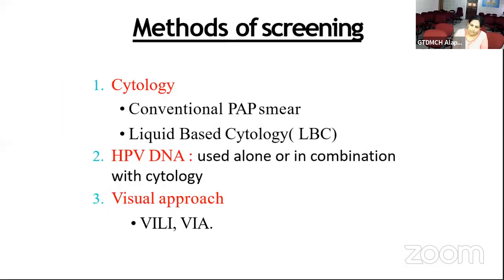So what are the methods of screening available? The one is cytology. The cytological methods are conventional pap smear and liquid-based cytology, human papillomavirus DNA assessment, and also visual approaches, that is VIA and VILI.